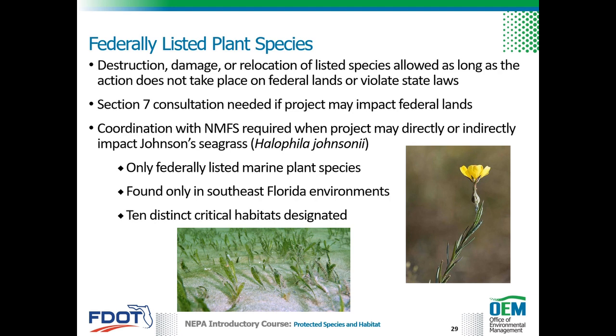Input from the ETAT representatives during ETDM screening should identify federally listed plant species that may occur within the action area. Coordination with the appropriate agencies for federally listed plant species is also included as part of the federal consultation process if any listed plant species are potentially present.